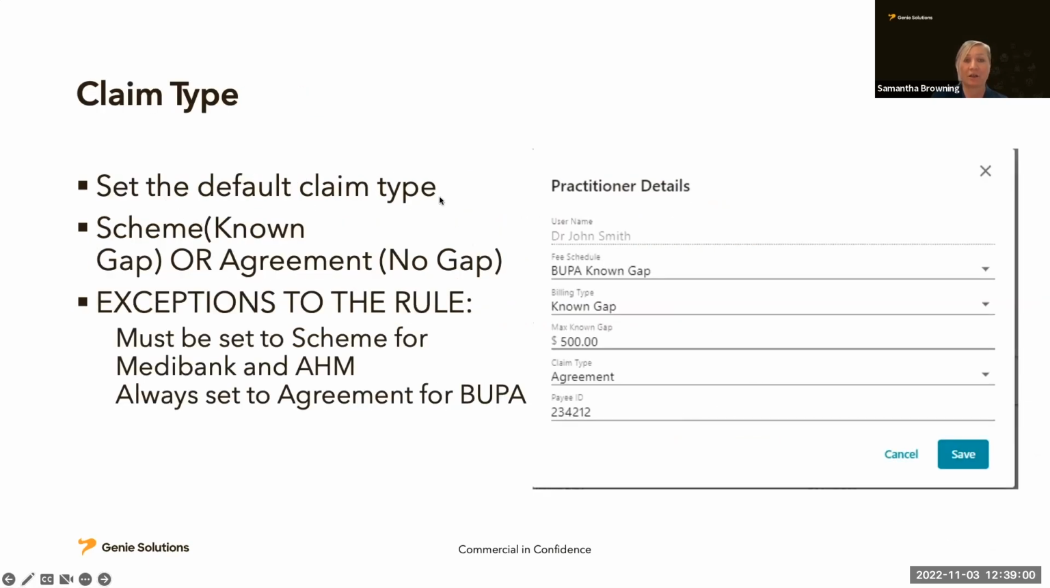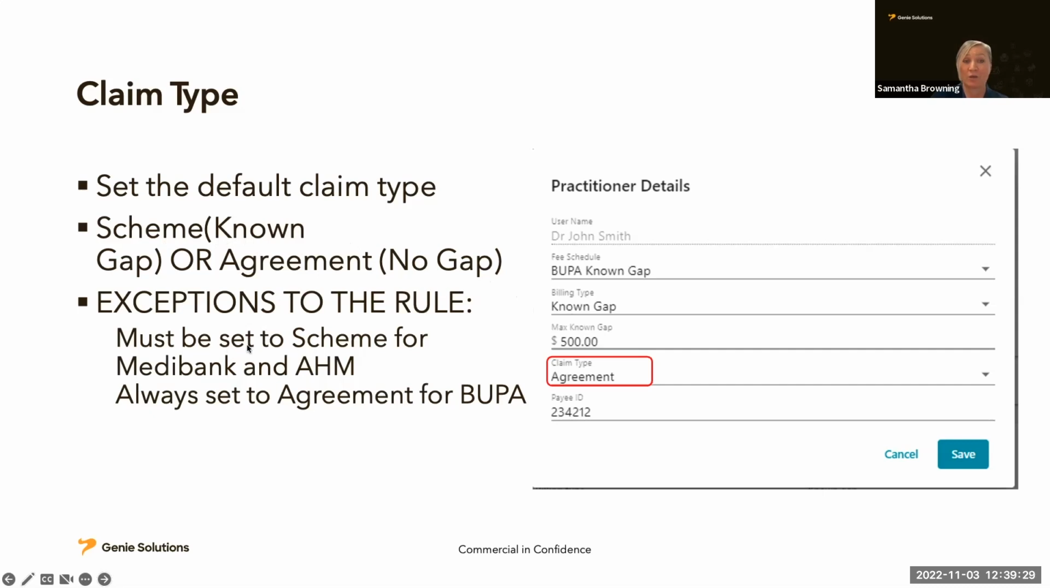Okay, and the last thing that I want to go through is the claim type. So this is the claim type showing on the screen. Usually you would set this to be known gap, a scheme for a known gap claim, and also agreement for a no gap claim. So generally, this would be set up at the time of you having ECLIPSE. There are some exceptions to the rule, though.